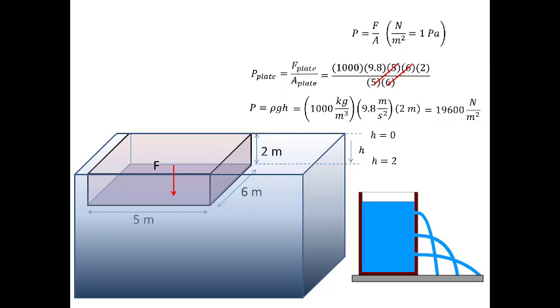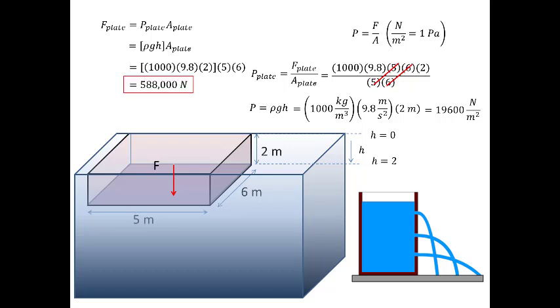So another way we could have calculated this problem is we could have found that pressure on the bottom of the plate and multiplied that by the area of the plate. So we could have said the force on the plate is the pressure on the plate times the area of the plate, and we know the pressure is just rho g h, which we calculated earlier. We know the area of the plate is just 5 times 6, those dimensions on the bottom, and we end up with 588,000 newtons, which was the same thing we had gotten earlier when we just found the weight of the water. So this is just another way that we could have found that pressure on the plate.